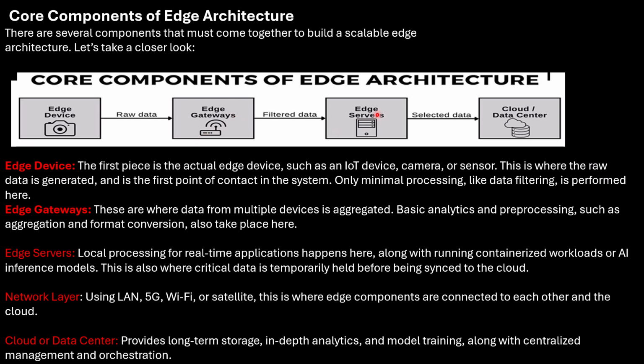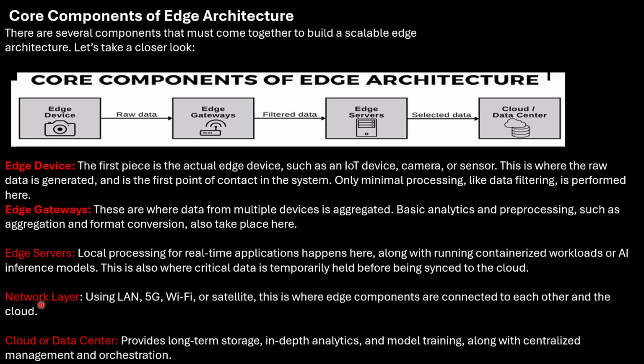Edge servers. Local processing for real-time applications happens here, along with running centralized workloads or AI inference models. This is where critical data is temporarily held before being synchronized to the cloud.